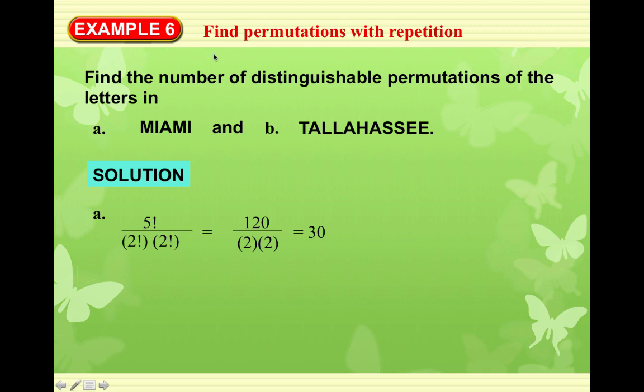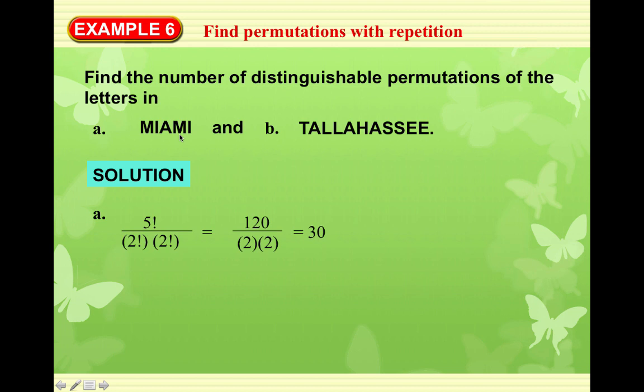So for Miami, it's going to be the total number of letters factorial. So there's 5 letters, so 5 factorial. And then anything with a repeat, we are going to consider in the denominator. So there's 2 m's, so we have a 2 factorial for our 2 m's. And then there's 2 i's, so we have a 2 factorial for the i's. And what that does is it takes out the different orderings of the m's and the i's. Okay, because we can't distinguish between one capital M and another.